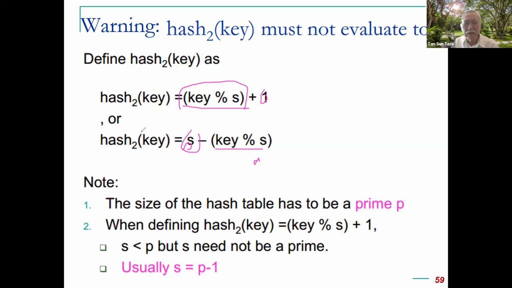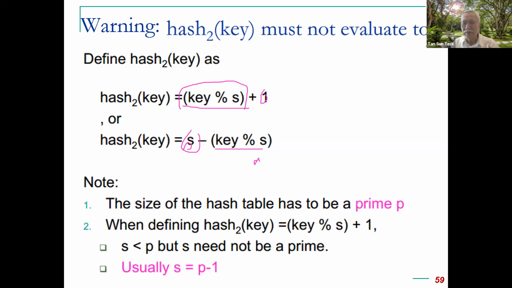Okay, and if this is S minus 0, you get S. If this is S minus 1, you get S minus 1. So definitely this is going to produce a non-zero value, right? Because it's subtracting the remainder, right? So the table size has to be a prime number. Then when you declare this, we say that S and P must be co-prime. Normally we say that they are co-prime means they don't have a common factor between the two, right?